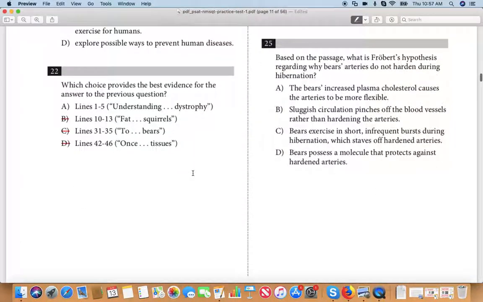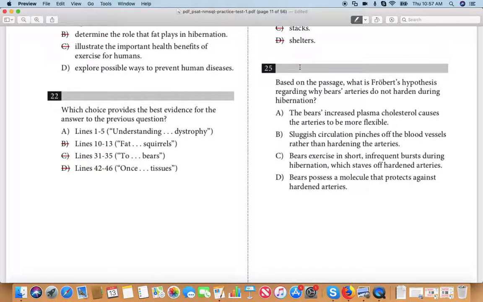Let's go back to 25 now. Based on the passage, what is Frober's hypothesis regarding why bears' arteries do not harden during hibernation? Go ahead and read the answer choices, please. A. The bear's increased plasma cholesterol causes the arteries to be more flexible. Is that Frober's hypothesis regarding why bears' arteries do not harden during hibernation? No, it's not.